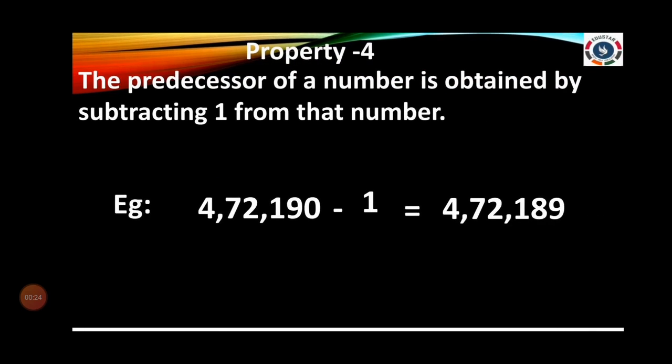Then property 4. The predecessor of a number is obtained by subtracting 1 from that number. Already I told that if you subtract 1 from the given number, you will get the before number. So for example, 4,72,190 minus 1 is equal to 4,72,189. So we are getting the before number.